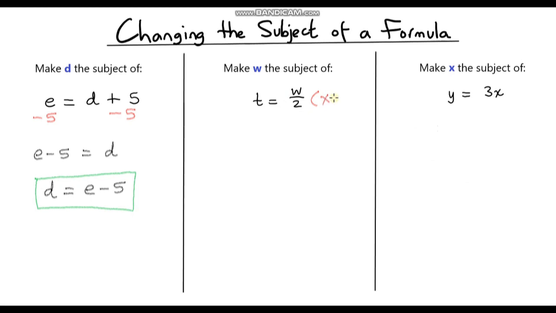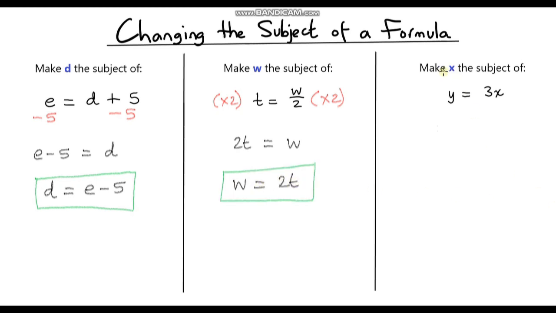So if I multiply the right hand side by 2, that will get rid of the 2s. But remember again, whatever we do to the right hand side, we have to do the same to the left hand side. So I'm going to multiply the left hand side by 2 as well. So on the left hand side, we've got 2 times t, or t times 2, whichever way round. Well, that will just give us 2t. And on the right hand side, we're just left with w, because we know that these two will cancel. And again, I'm just going to switch them round. So my final answer will be w is equal to 2t.